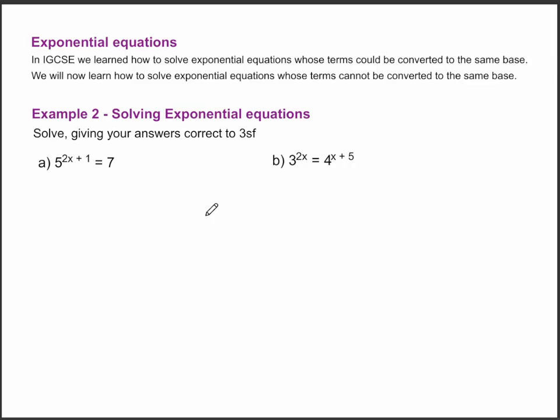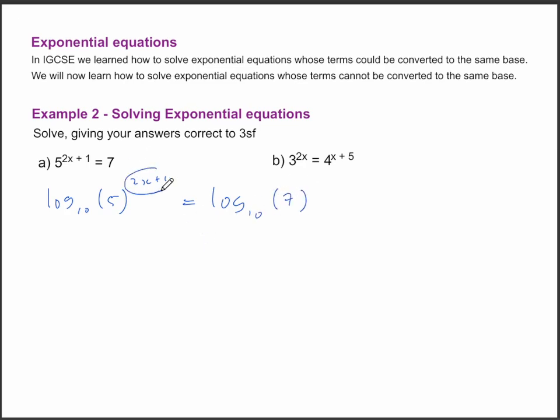Next, exponential equations. In IGCSE, we did learn how to solve exponential equations where we could convert them into the same base. Now, we will find how to solve them when terms cannot be converted into the same base. And we do that using our logs. So here, if you get a question like this, you apply log on both sides. The general thing is you just apply the normal log, log with base 10. If you apply it to both sides, then we get log base 10 of 5 power 2x plus 1, and that will equal log base 10 of 7.